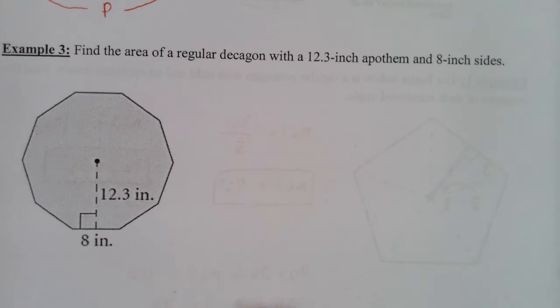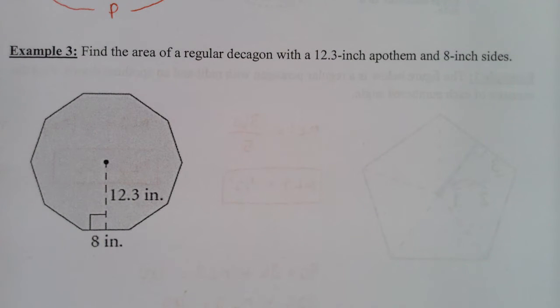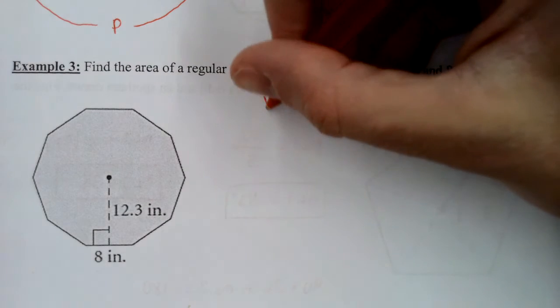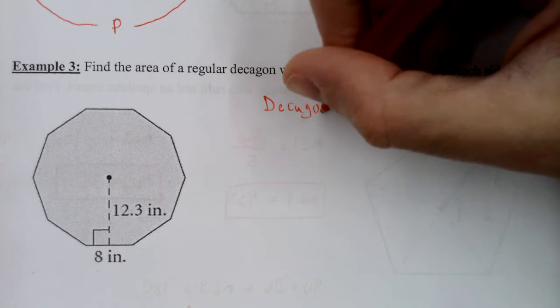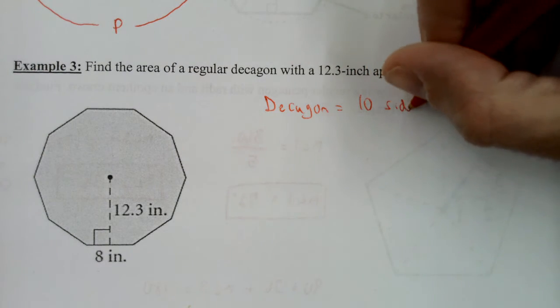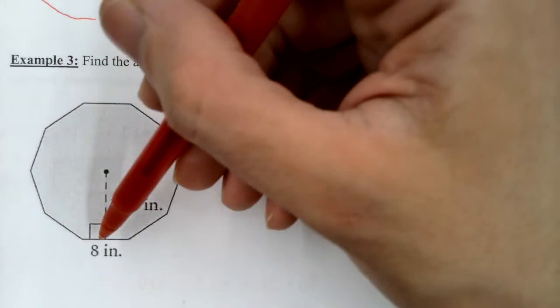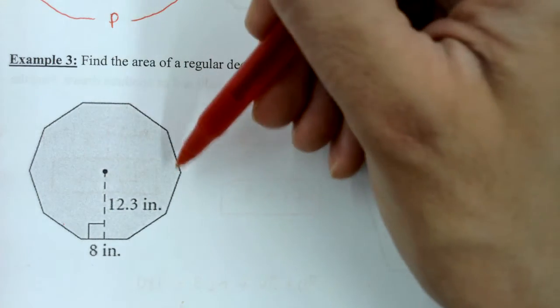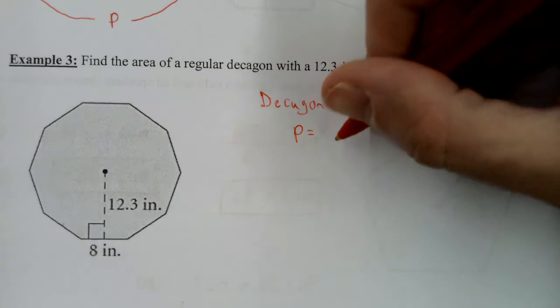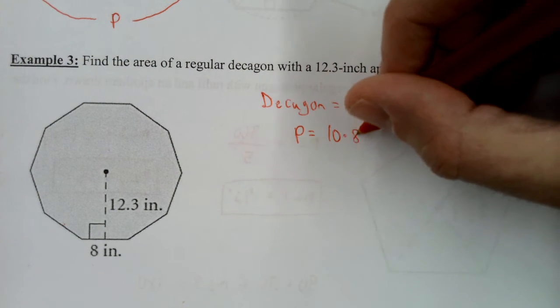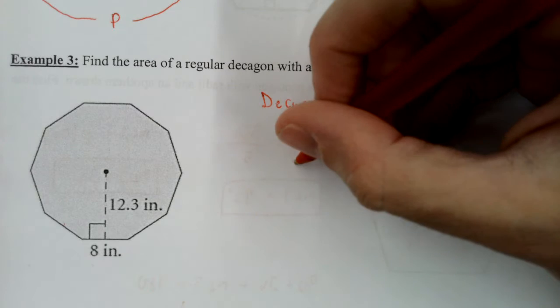Example 3, a nice easy one to start. Find the area of a regular decagon with the 12.3-inch apothem and 8-inch sides. So in case you don't know, a decagon has 10 sides. And by the way, if you did not know there were 10 sides, you could just count 1, 2, 3, 4, 5, 6, 7, 8, 9, 10. So to get the perimeter, I'm going to do 10 times 8. 10 sides times 8 inches for each side. So the perimeter is going to be 80.